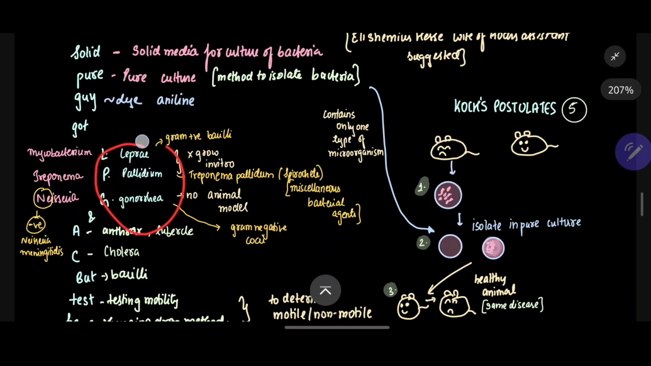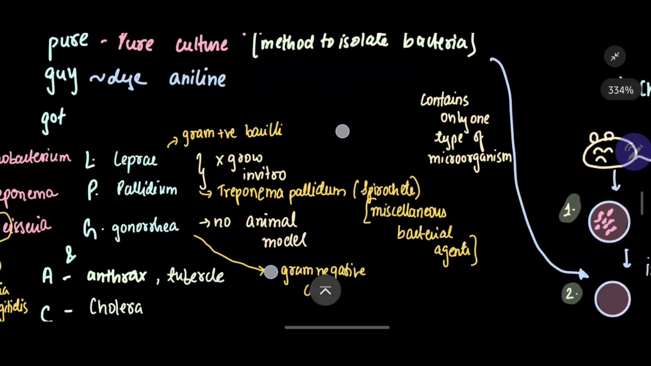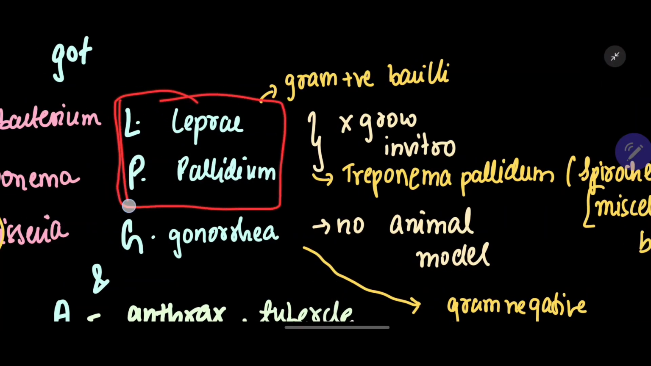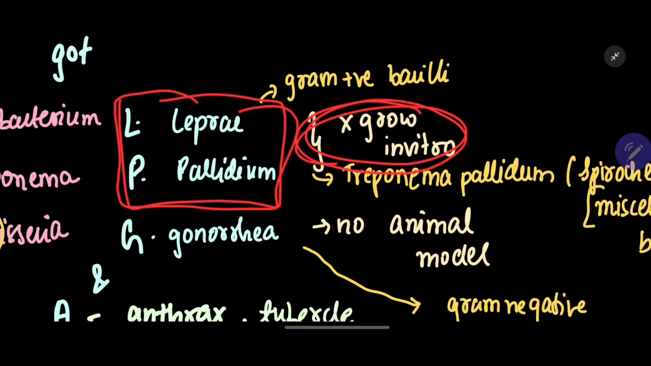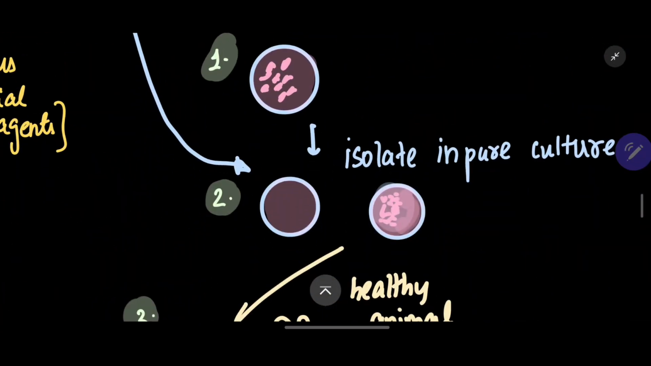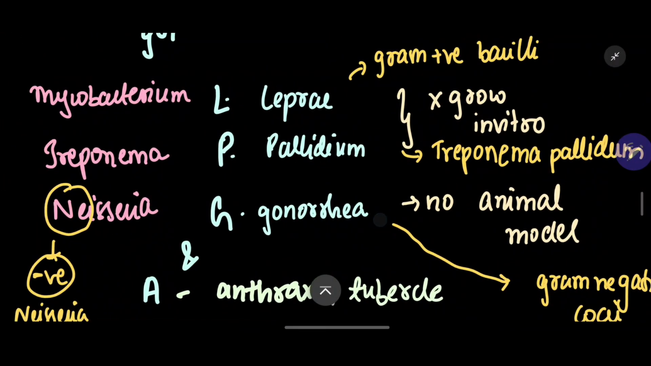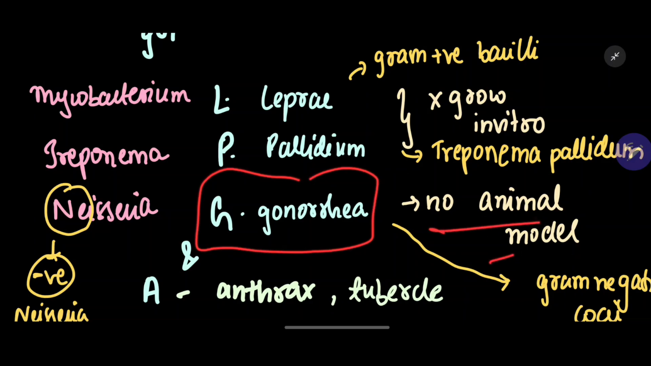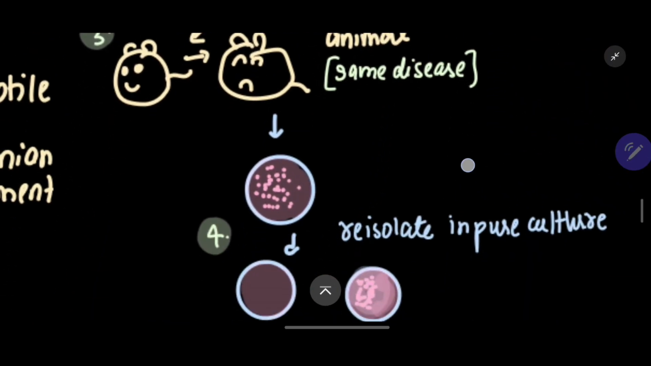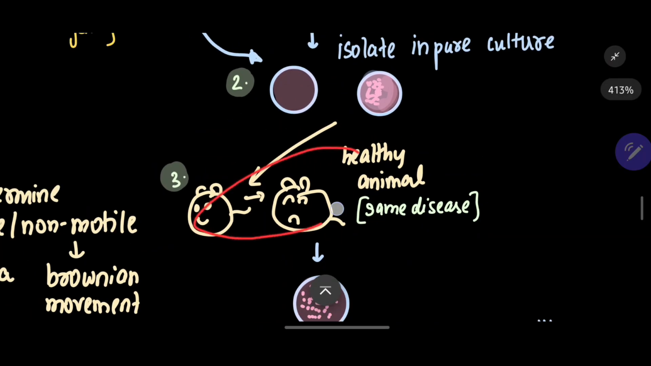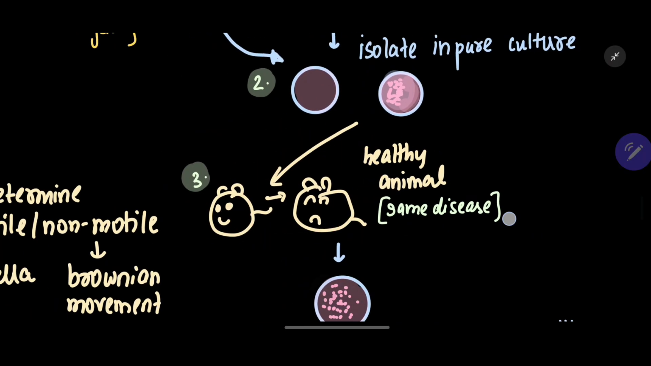Now, why were we talking about these again? These are exceptions to our Koch postulates. Okay, so why are they exceptions? Because L and P, the first two, they cannot be grown in vitro. That means you will not be able to do this step for them. It's just an exception. So that's why we are reading these. And then the last one, gonorrhea, it doesn't have any animal model. That means the third postulate will not be applicable because you'll not be able to isolate it in a healthy animal.